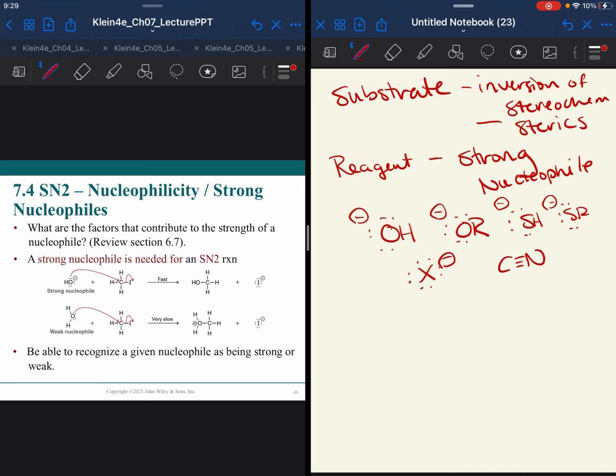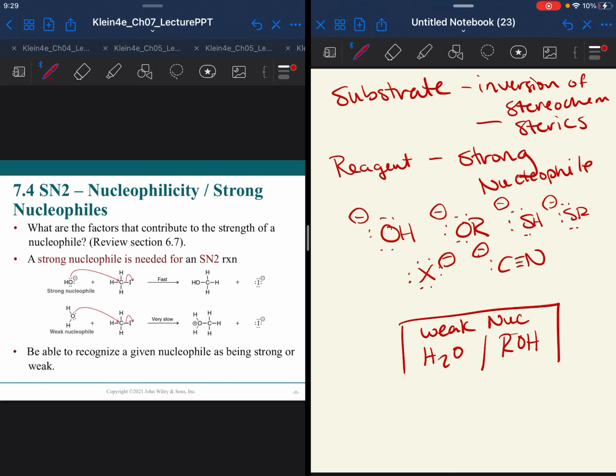Could be a nitrile. There are a few others as well, but the main thing that I think is helpful is this category is much, much smaller. A weak nucleophile is water or an alcohol. Everything else falls into some sort of strong category, right? So the only thing that always comes out as weak is water and an alcohol.